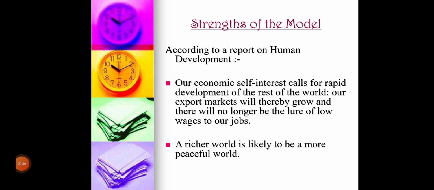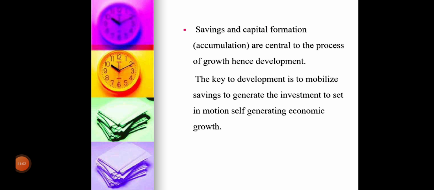So since most of us are, even crime exists commonly because of poverty. Kumbaga personal interest is lesser reasons for poverty, but most or usually it is caused by poverty. Savings and capital formation central to the process of growth, hence development. The key development is to mobilize savings to generate investments to set in motion in generating income growth. Then that's all.